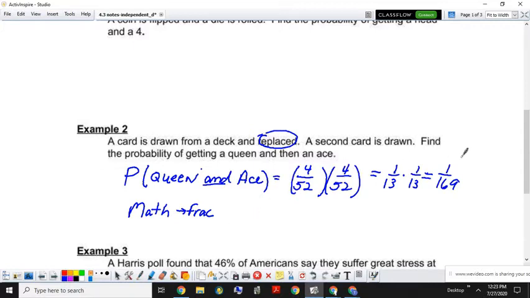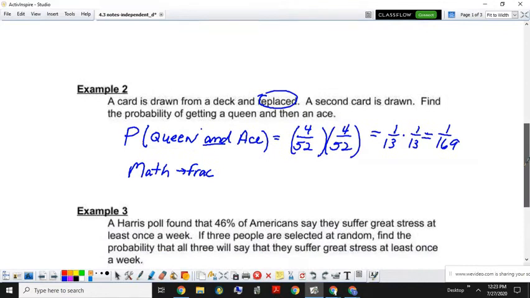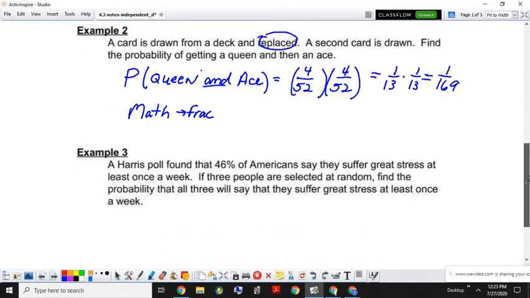Okay. The next one, a Harris poll found that 46% of Americans say they suffer great stress at least once a week. If 3 people are selected at random, find the probability that all 3 say they suffer great stress. So we want the probability that all 3 are basically stressed out.